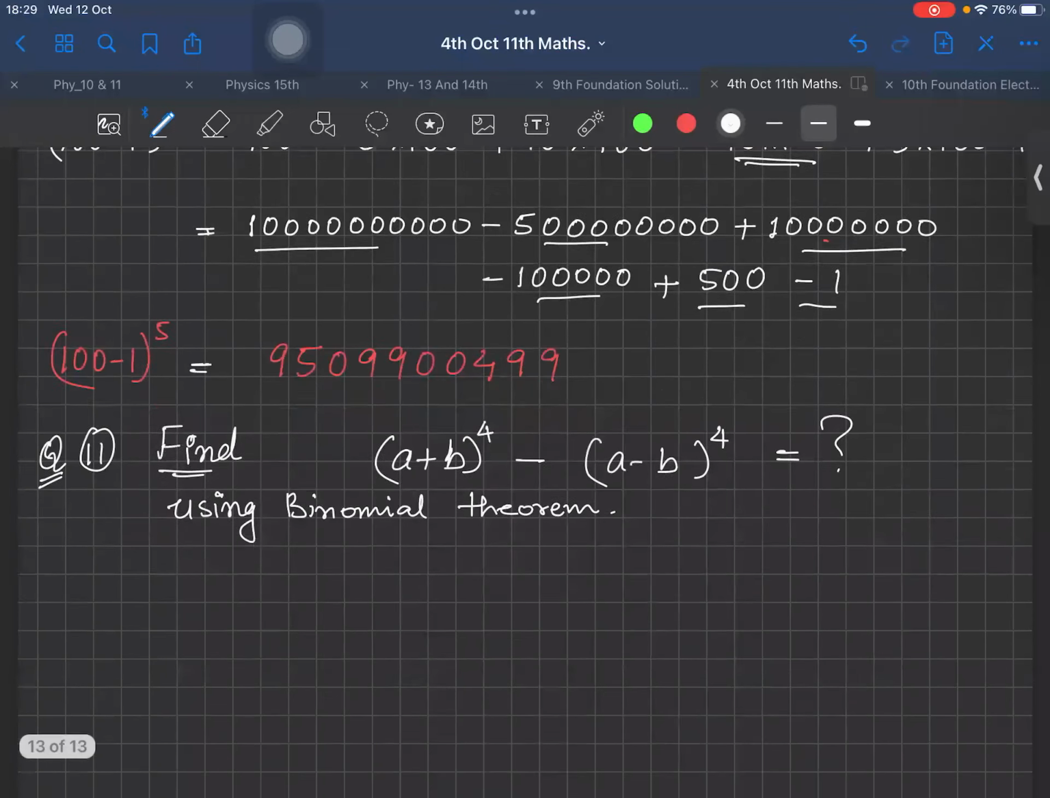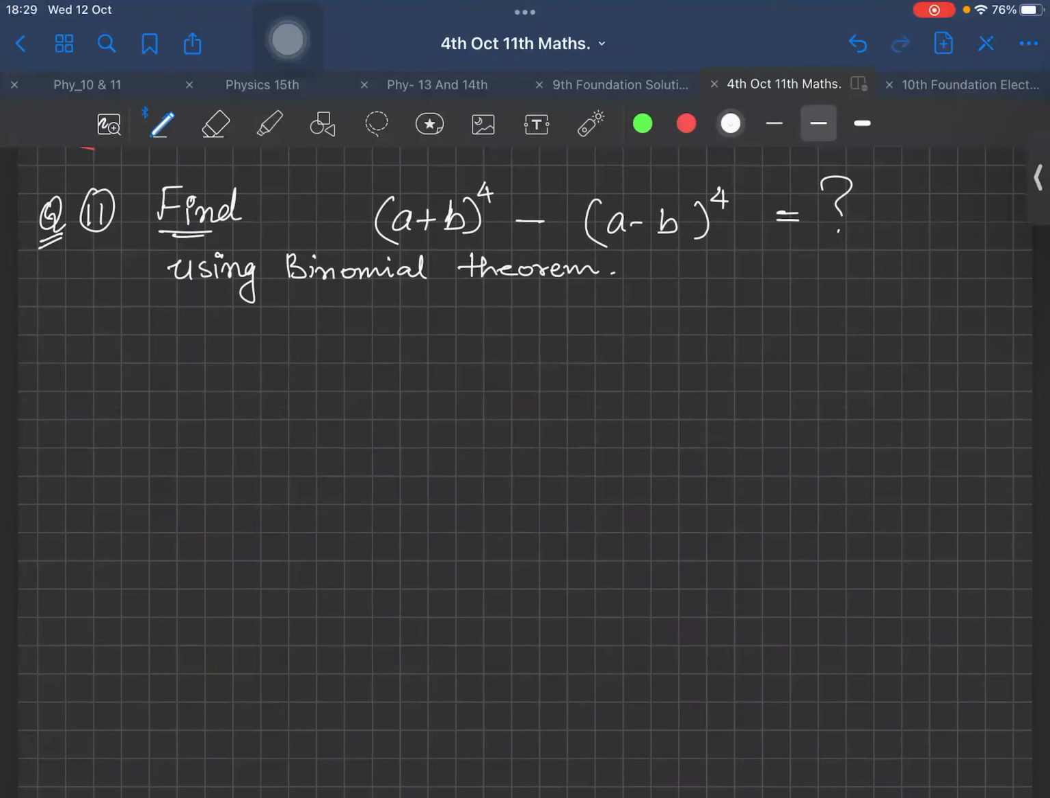I got it. This one, Nidhi. Yes, sir, got it. Okay, what's the final answer you got? 8a cube b plus 8ab cube. Yes, this is correct. How many of you got this? Anyone is having doubt in this one?